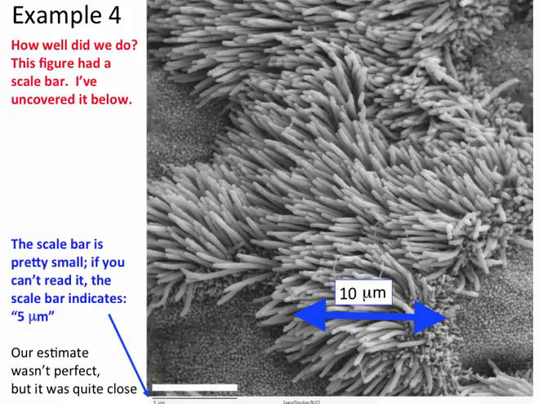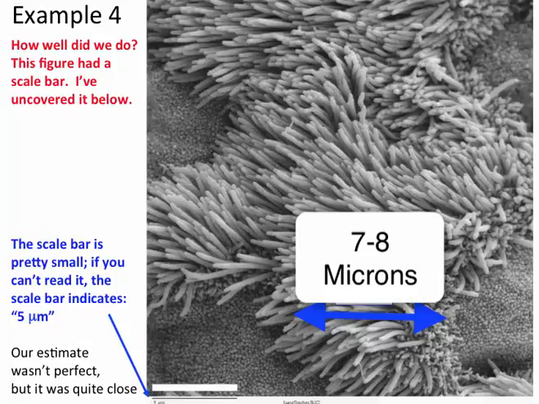We were pretty close. Our 10 micron double-headed arrow is probably closer to 7 or 8 microns, but it's not very far off. So our estimate was certainly within a factor of 2.